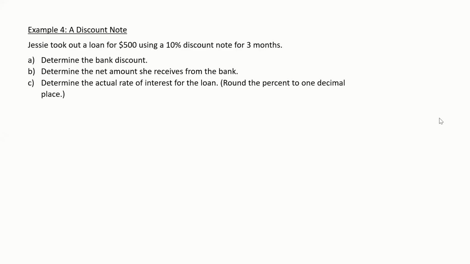Example 4 is about a discount note. A discount note is where you pay your interest at the beginning. So Jesse took out a loan for $500 using a 10% discount note for 3 months. We want to determine the bank discount, determine the net amount she receives from the bank, and determine the actual rate of interest for the loan, rounding it to 1 decimal place.